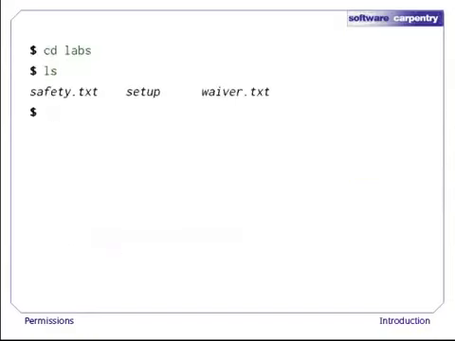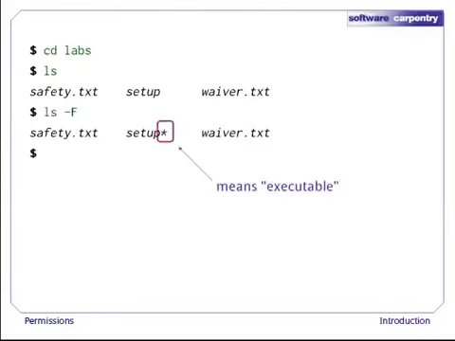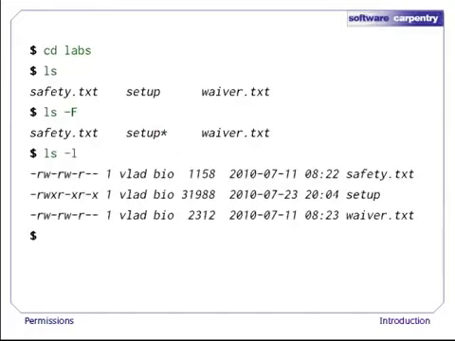If we cd into the labs directory, ls shows us that it contains three things: safety.txt, setup, and waiver.txt. If we run ls -F, it puts a star at the end of setup's name. This is its way of telling us that setup is executable, i.e. that it's a program of some kind that we can run. Now let's run the command ls -l. The -l flag tells ls to give us a long form listing.